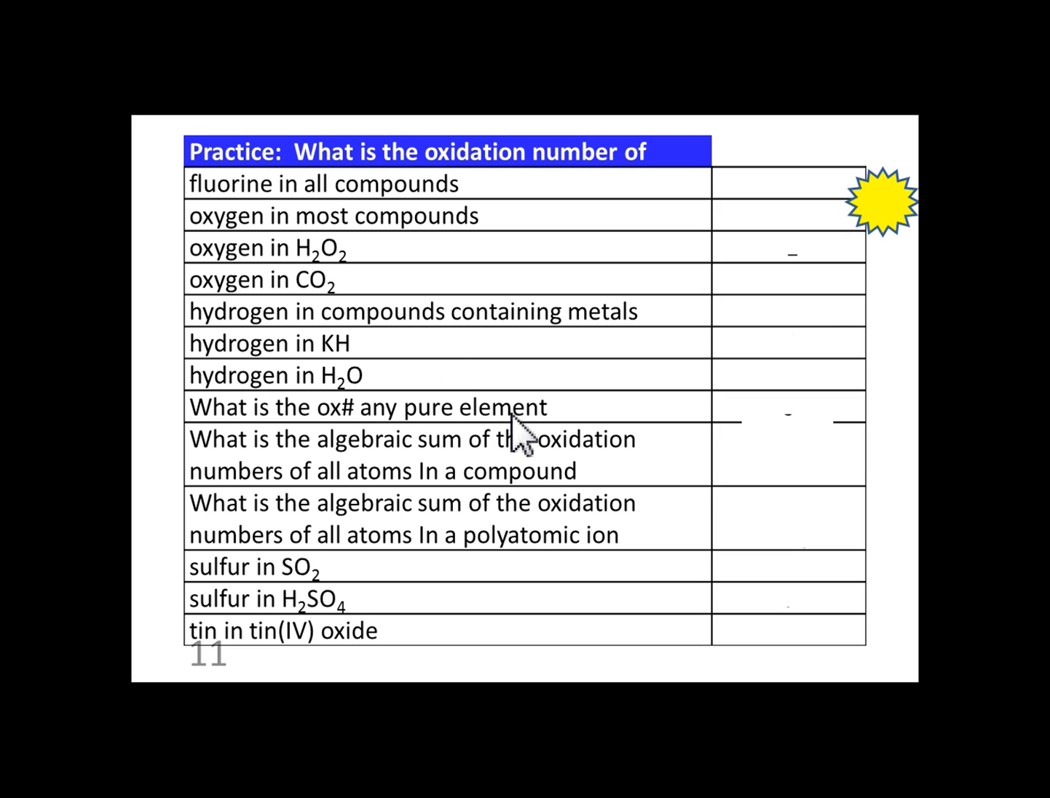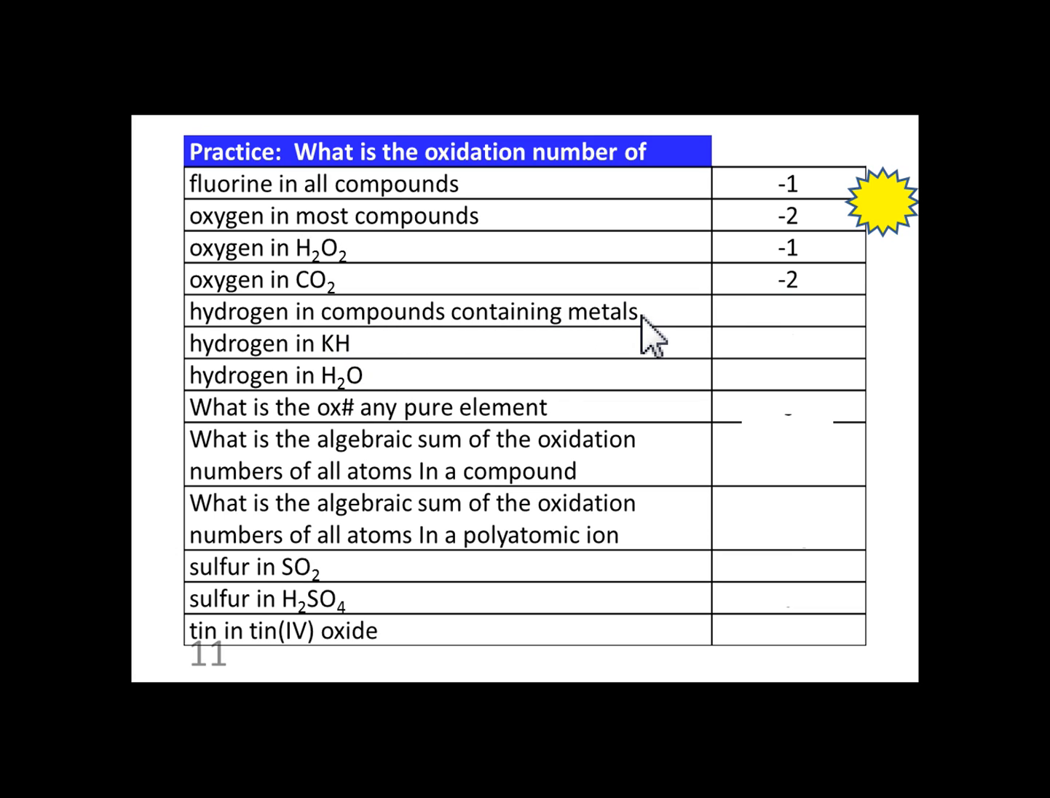Fluorine in all compounds, -1. Oxygen in most compounds, the rule says -2. Oxygen in hydrogen peroxide, H2O2, well, that's an exception for oxygen. So the answer is -1 there. Oxygen in CO2 is not an exception, so it's the normal -2.